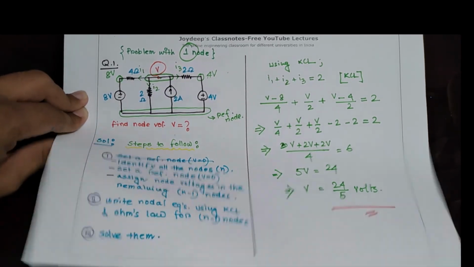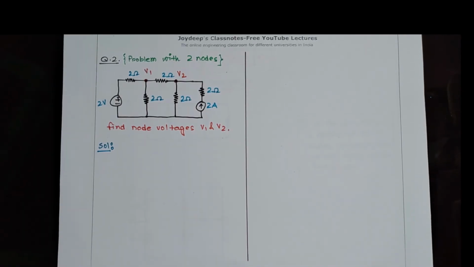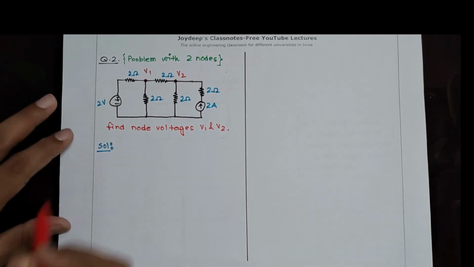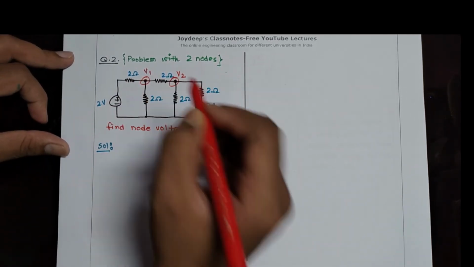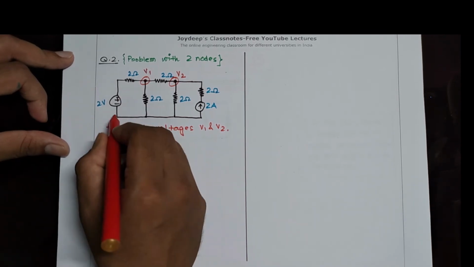Let's move to the next slide. We have another problem. Our next problem is with two nodes. By two nodes I mean two non-reference nodes. So first thing, as usual, identify the nodes. That's a node, that's a node, two nodes, and that's a reference node.